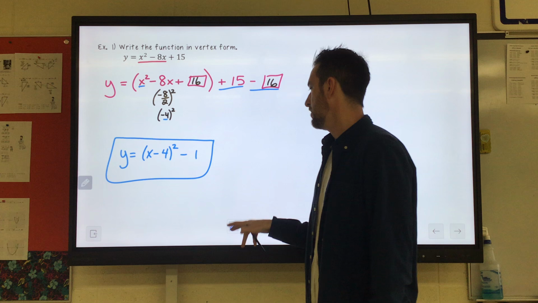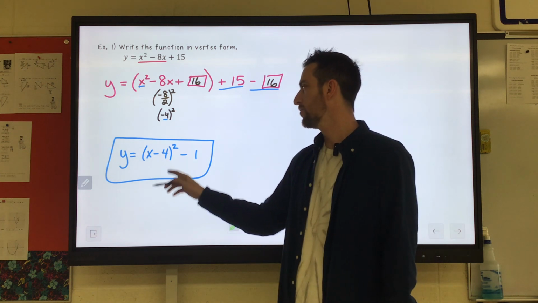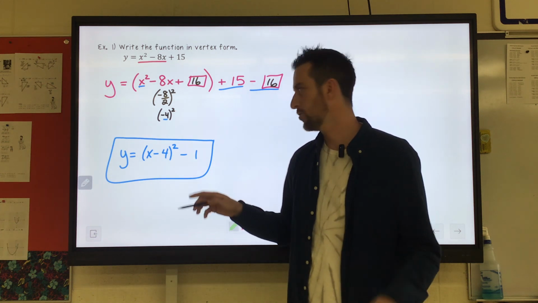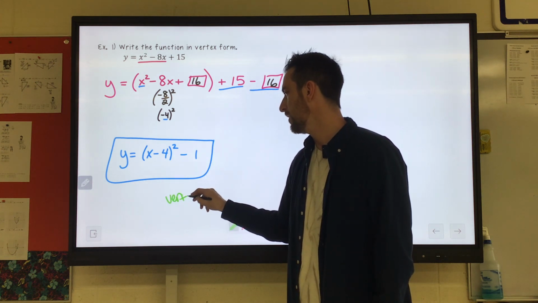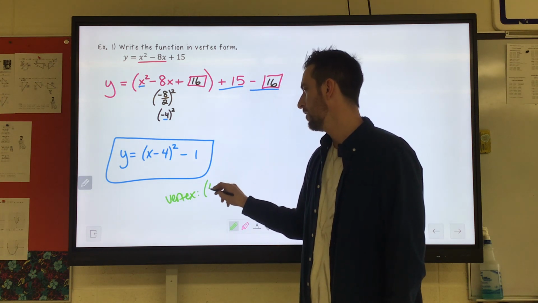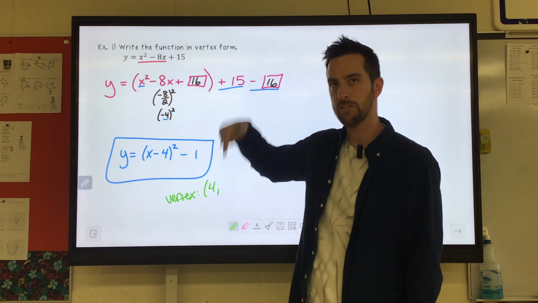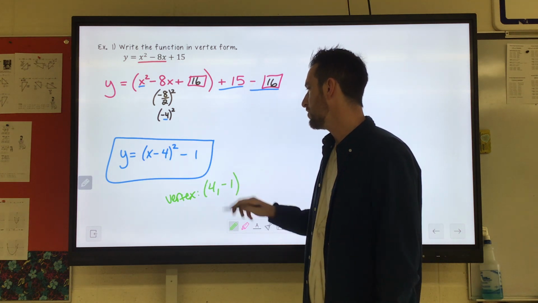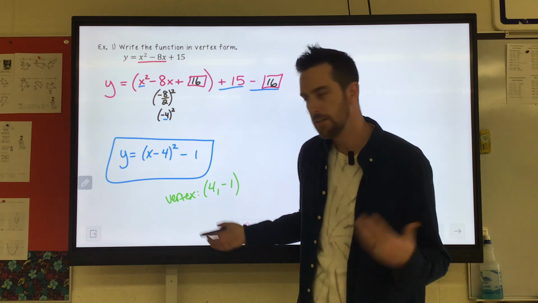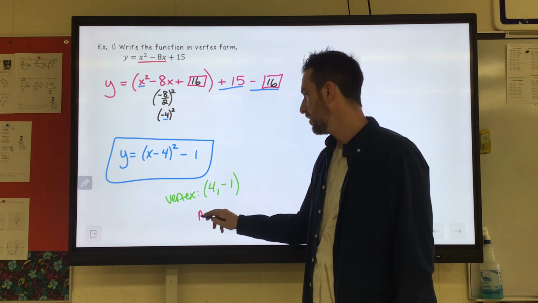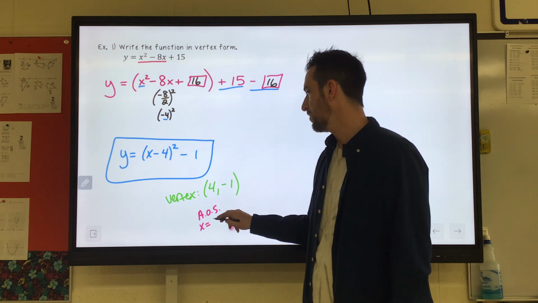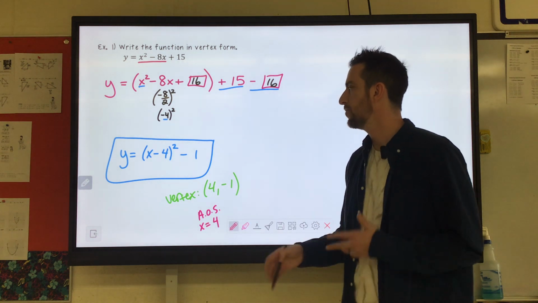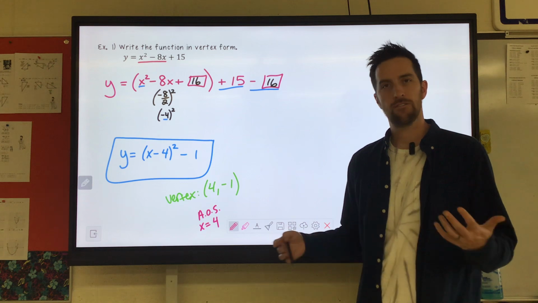Now if I said, what is the vertex? Remember, that comes from the vertical and horizontal translations. This is going to the right 4, so our vertex would be at positive 4. And then that minus 1 means it's going down 1. So our vertex would be at 4, negative 1. Our axis of symmetry is just the x-coordinate of the vertex. And then we would have to find some more points to finish out the graph.